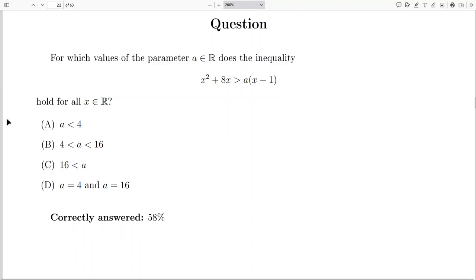Here we have a fun little question about inequalities. This is a question from the entrance exam for engineers, mathematicians and physicists at 2 Flemish universities. You can see this one was correctly answered by 58% of all participants. If you want to try for yourself, you can pause the video, read the question and have a go at it.